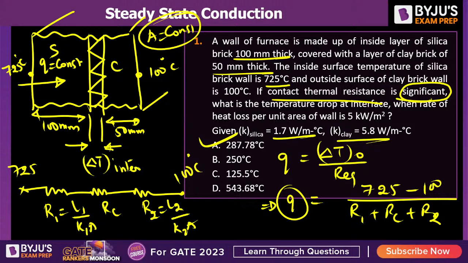Is there any other method? Is there any other shortcut for getting your answer? The answer will be 287.78 something. The nearest option will be treated correct.